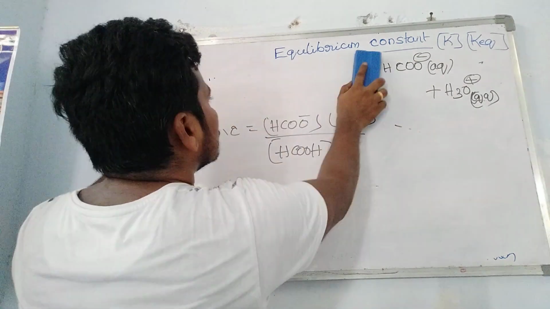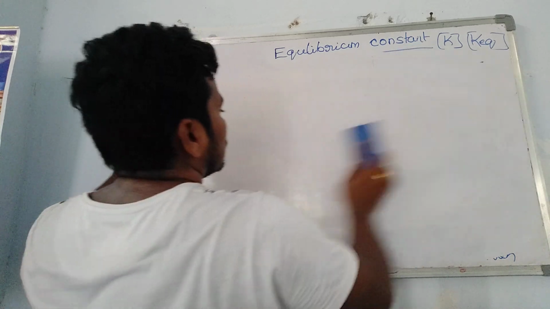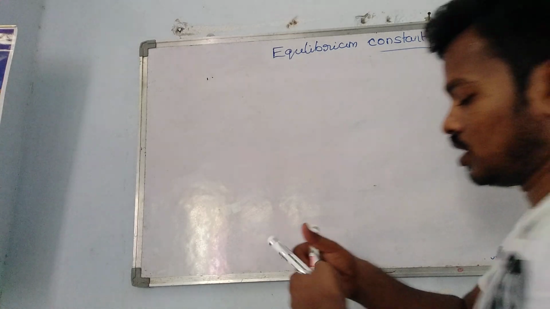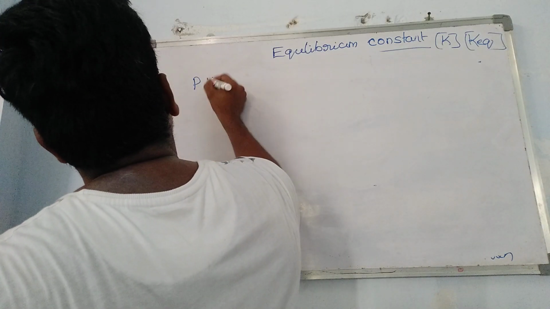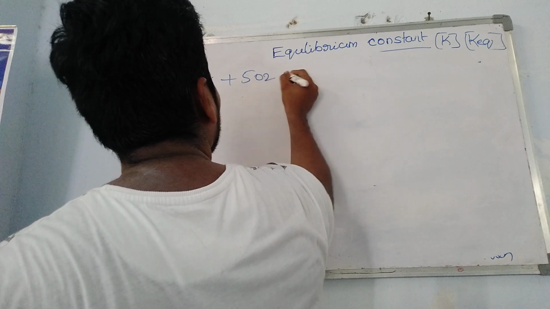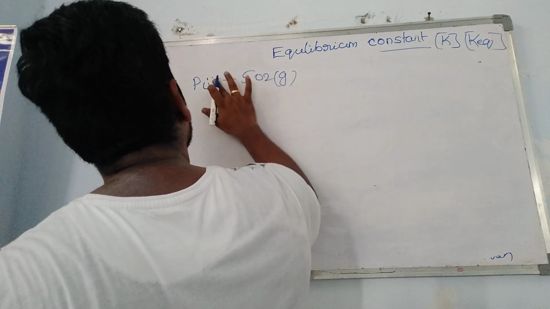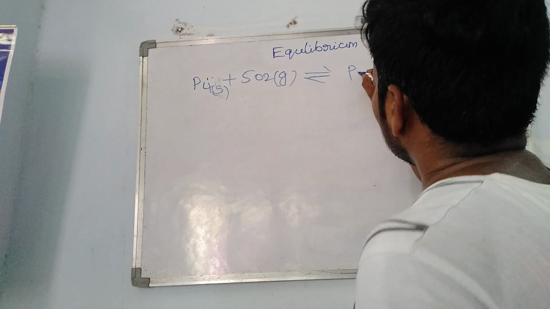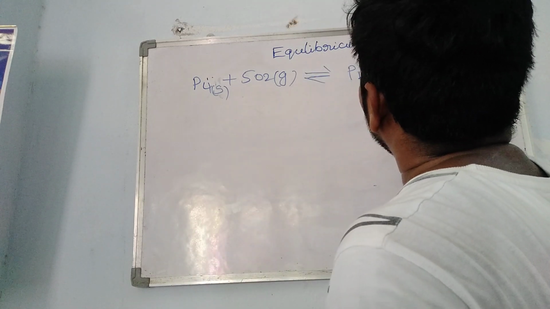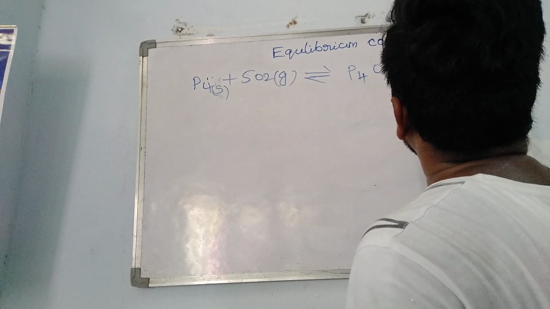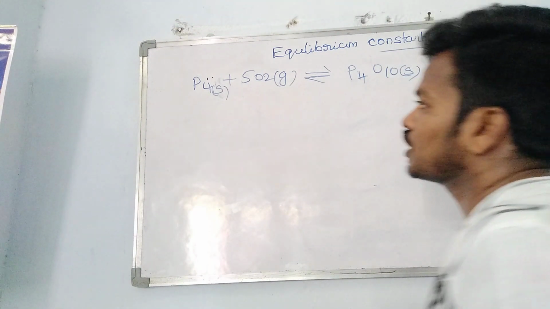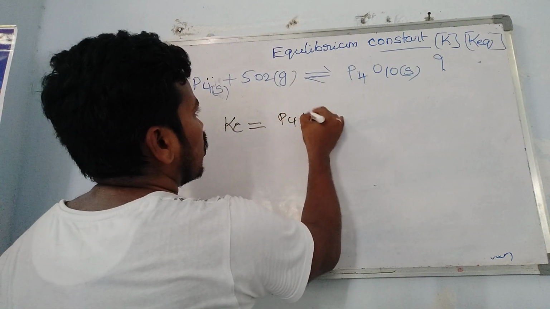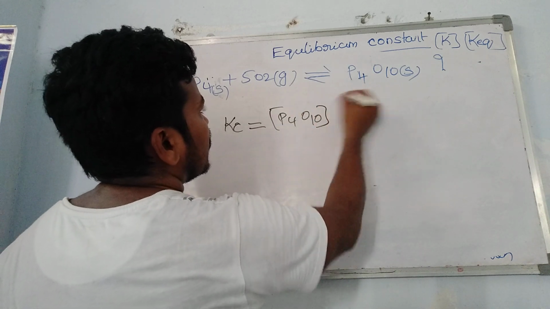So we can write other reactions. If you understand other reactions, automatically it's very easy. We know phosphorus, so I am writing for phosphorus: P4 plus 5O2, this is gas, giving P4O10, which is solid. Write the equilibrium expression for this reaction. How can you write? Generally we can write Kc is equal to P4O10 as reactant, only number 1.